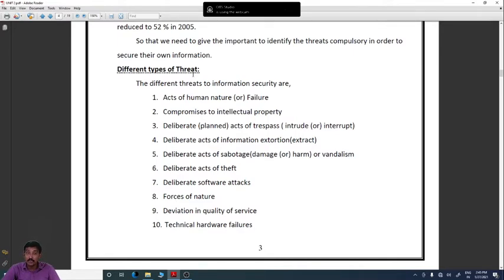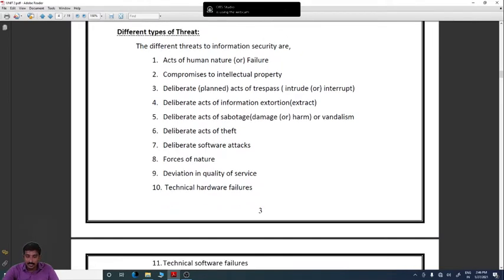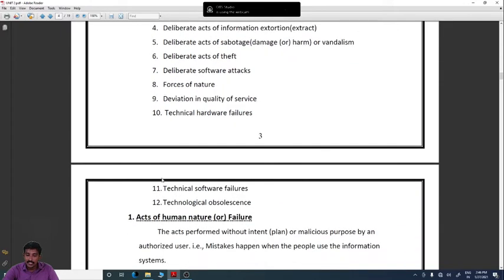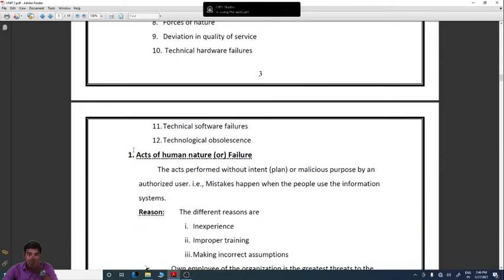One is acts of human error or failure, and the second is compromise of intellectual property. The third is deliberate acts of trespass, and the fourth is deliberate acts of information extraction. Then deliberate acts of sabotage or vandalism, and deliberate acts of theft. Next, deliberate software attacks, deliberate forces of nature, deviations in quality of service, and technical hardware failures. Next are technical software failures and technological obsolescence. Okay, we will look at them one by one.